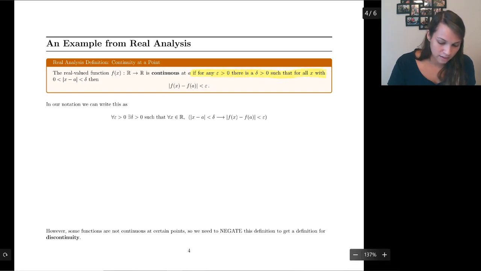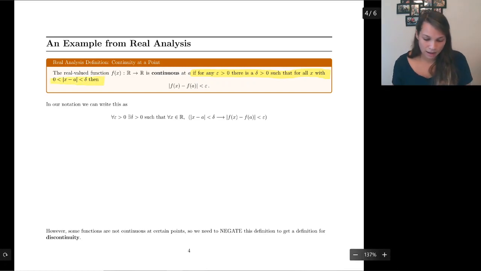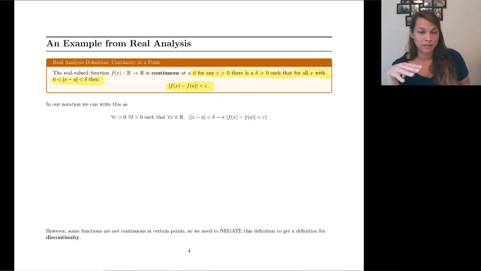is a delta greater than 0, such that for all x with |x minus a| less than delta, then we have |f of x minus f of a| is less than epsilon. There will come a time in your life when you're taking real analysis where if I come and wake you up in the middle of the night, I will expect you to be able to spit this definition out at me. Today is not that day.